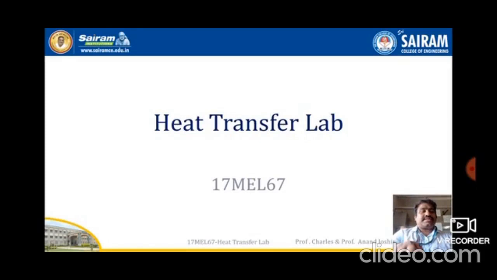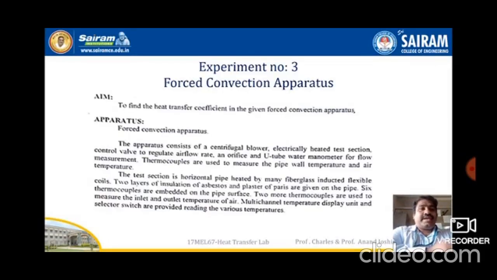Today we are going to discuss experiment number 3. It is a forced convection apparatus. The aim of the experiment is to find the heat transfer coefficient in the given forced convection apparatus. So before dealing with this, what is forced convection?